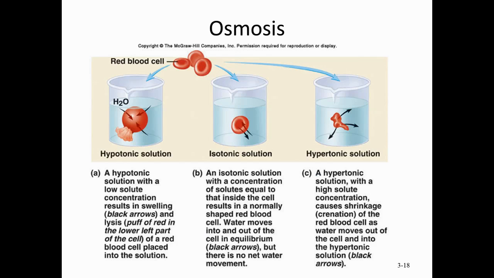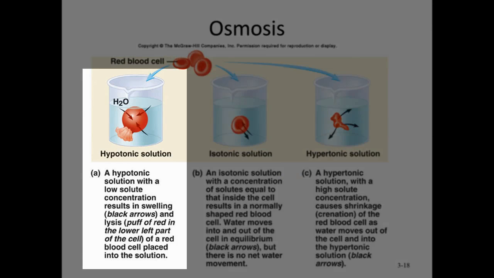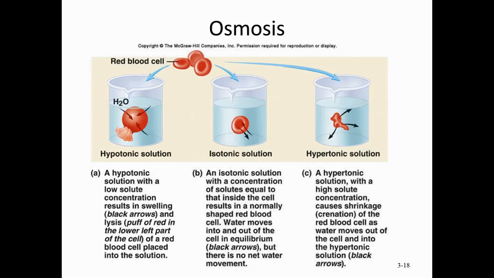And again, just to recap on hypotonic solutions, isotonic solutions, and hypertonic solutions. A hypotonic solution with a low solute concentration results in swelling and lysis of a red blood cell if it's placed into that solution. So you can see that cell rupturing.